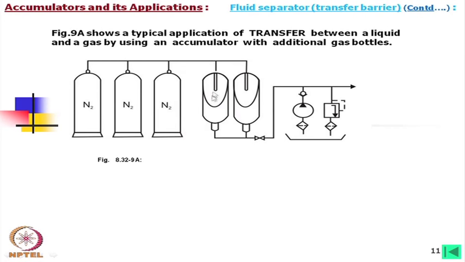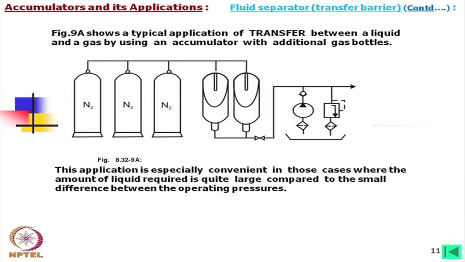Say here we have two accumulators and oil is being pumped here. So, this oil can go this way, but when we open it, this will be pressurized and then this nitrogen cylinder will be filled or equalized. This is a very schematic application of an accumulator, but this is the transfer process. These are usually used in industries, say chemical industries and similar big industries.